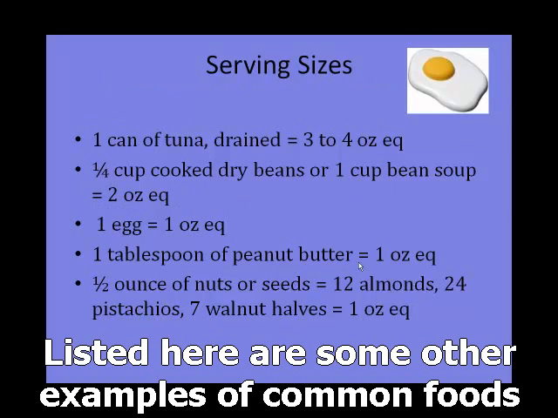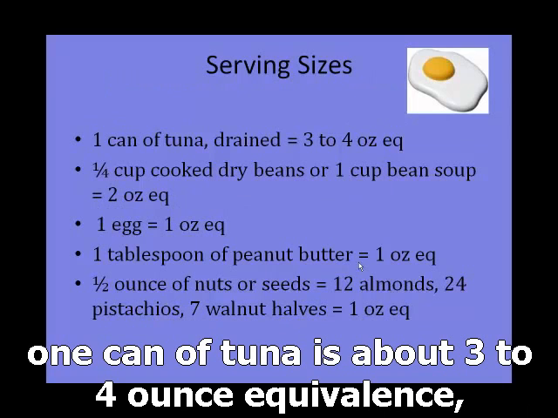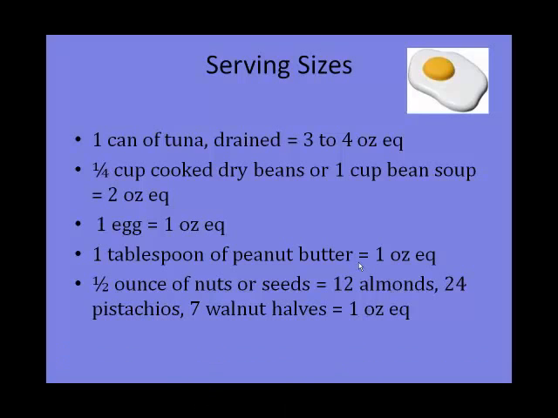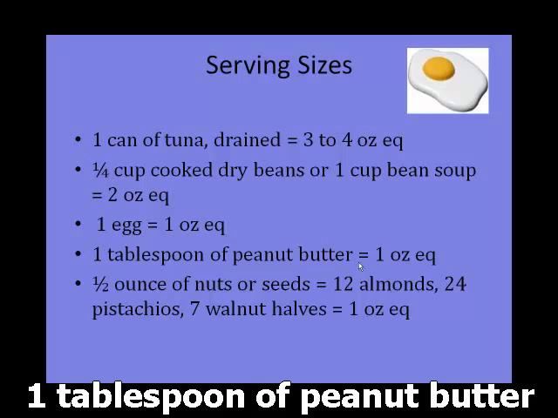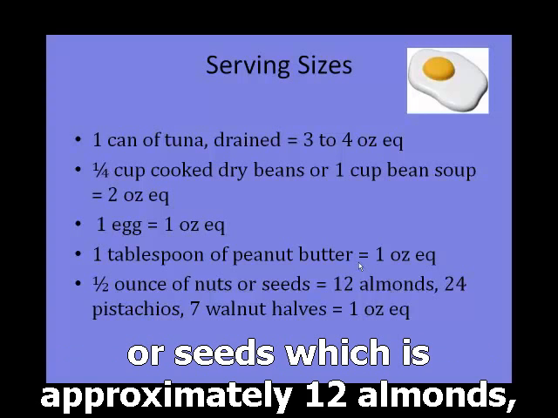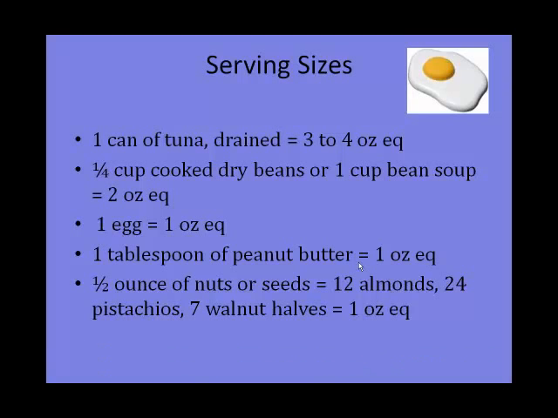Listed here are some other examples of common foods and their ounce equivalents. 1 can of tuna is about 3 to 4 ounce equivalents. A 1/4 cup of dry cooked beans or 1 cup of bean soup is about 2 ounce equivalents. 1 egg is about 1 ounce equivalent. 1 tablespoon of peanut butter is also 1 ounce equivalent. A 1/2 ounce of nuts or seeds, which is approximately 12 almonds, 24 pistachios, and 7 walnut halves, are each about 1 ounce equivalent.